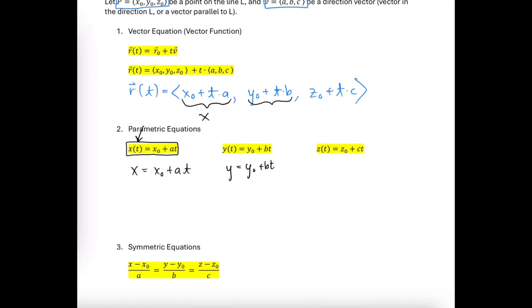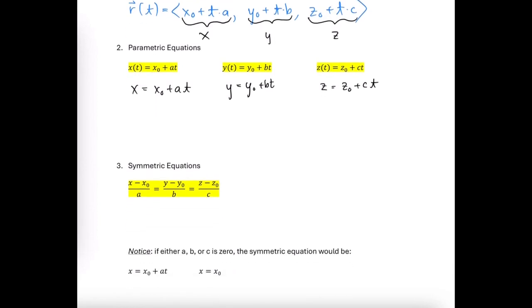And our z component of our vector function is the z parametric equation. And again, z can be written as just z is equal to this equation, or z as a function of t. So using functional notation or not, it doesn't matter. All of these parametric equations do depend on t as the independent variable.